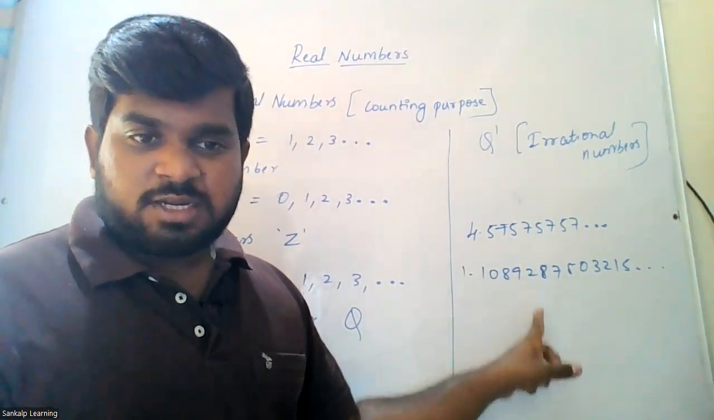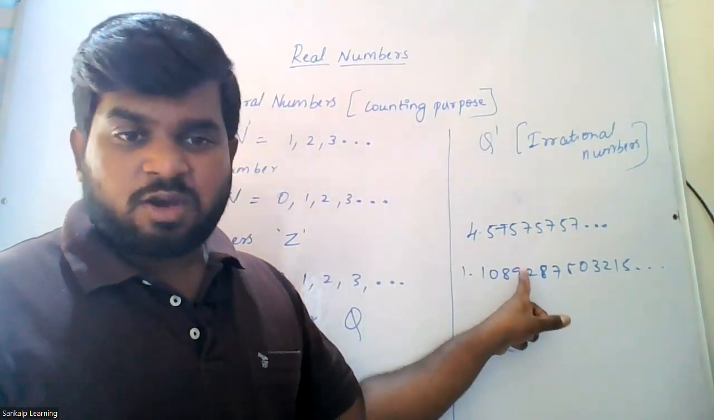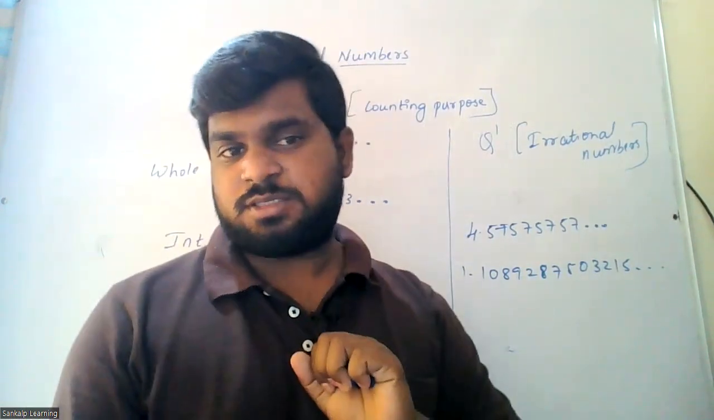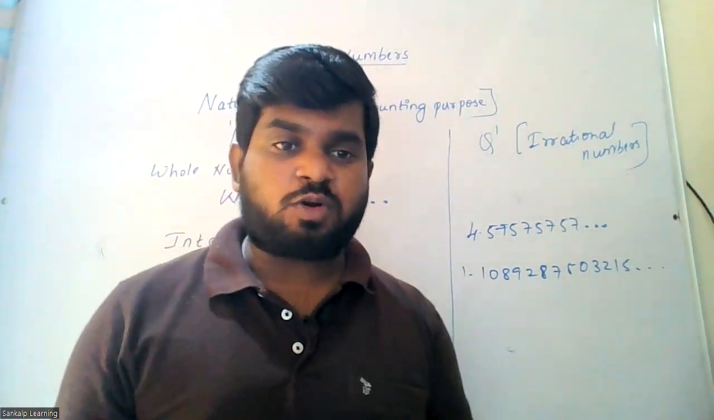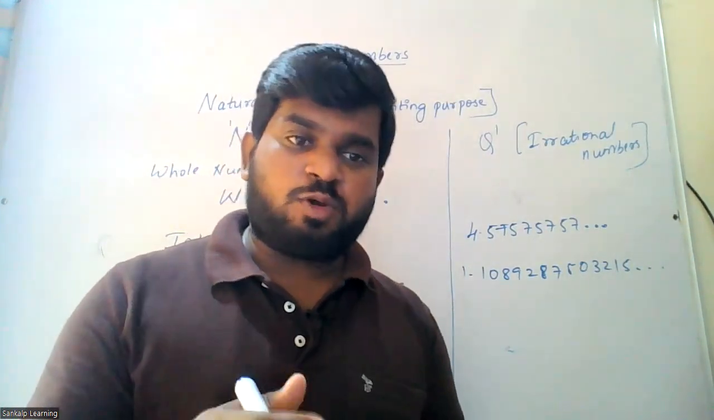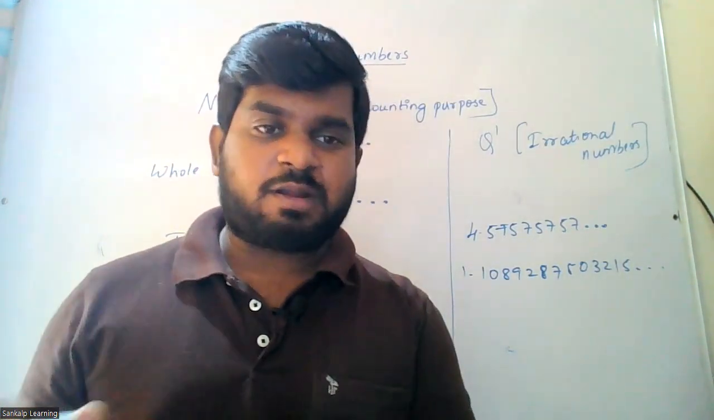You cannot write this in terms of P by Q. Therefore, these are called irrational numbers. There is also one more thing. If you are not able to find a square root or cube root of any number, then the square root of that number and the cube root of that number are irrational.